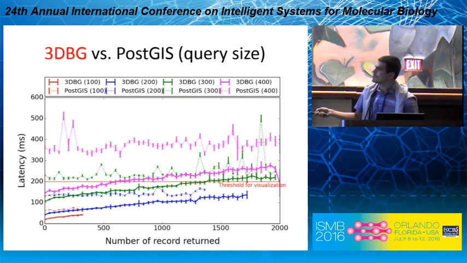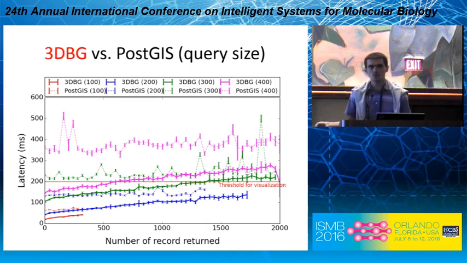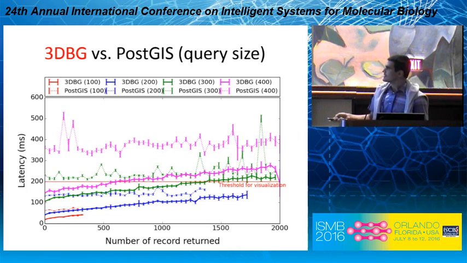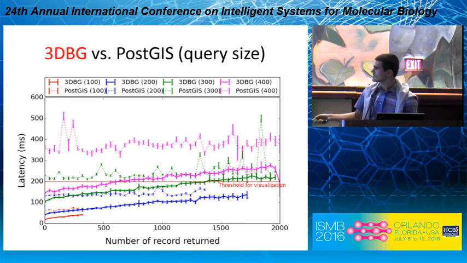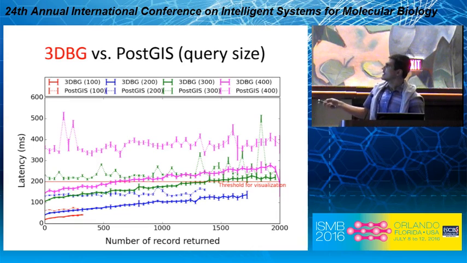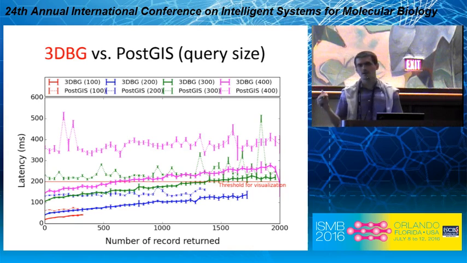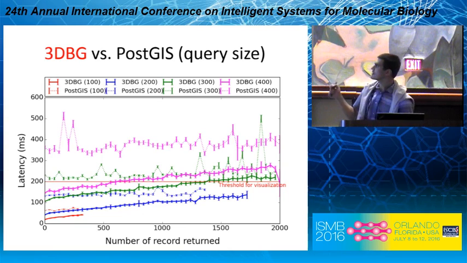almost all the 3DBG results are lower than the PostGIS solution that we've seen before. If you look at 3DBG for 400 units, which is right here, and compare it with PostGIS for 300 units, which is right here, it goes a little bit lower than the PostGIS solution, and sometimes repeats the shape. So it's a significant improvement for this data storage system.